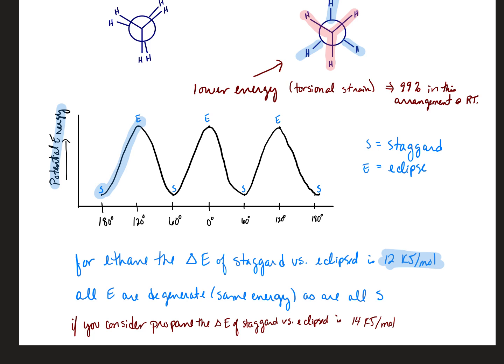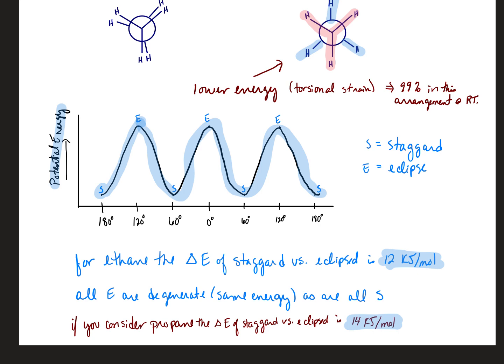You can also do this with propane. In that case, the eclipsed is 14 kilojoules per mole. And when they eclipse, you always get a CH3 in the same direction. And you all can prove this to yourselves. If you look at a model kit, I would highly encourage you to get out a model kit and play with that.